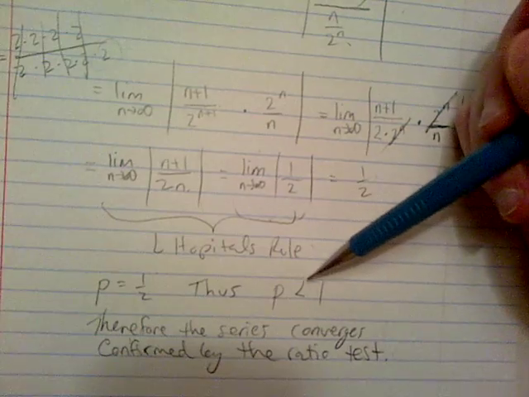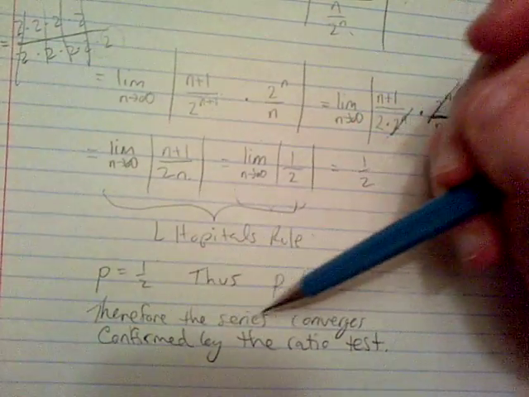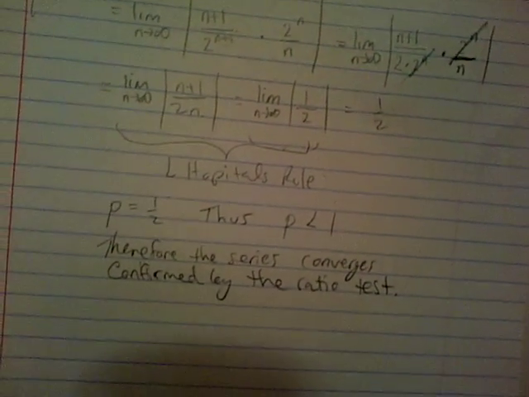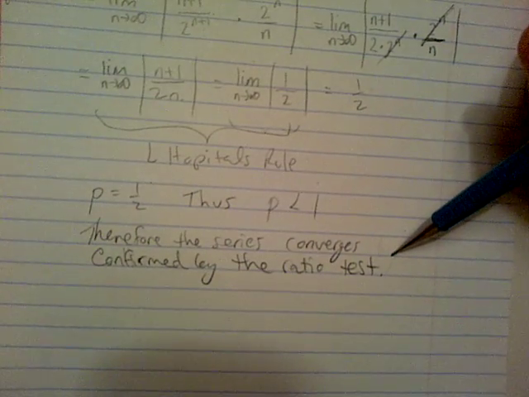Thus, p is less than 1. Therefore, the series converges, and it's confirmed by the ratio test. Okay, and so that's the answer.